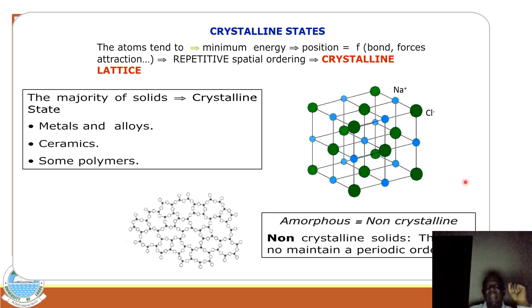So you now see that the majority of solids that precipitate from liquid will exhibit this kind of structure: a repetitive, regular, three-dimensional array. This is what we find in our metals and alloys, and also in our ceramics. We also have some of these in some polymers. For amorphous materials, you will not have this kind of structure. That is, in non-crystalline solids, they do not maintain a periodic array or periodic order like the one we have here.